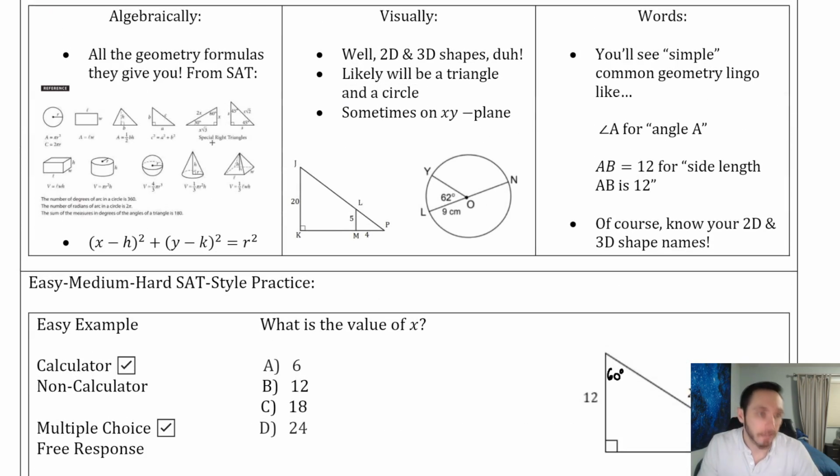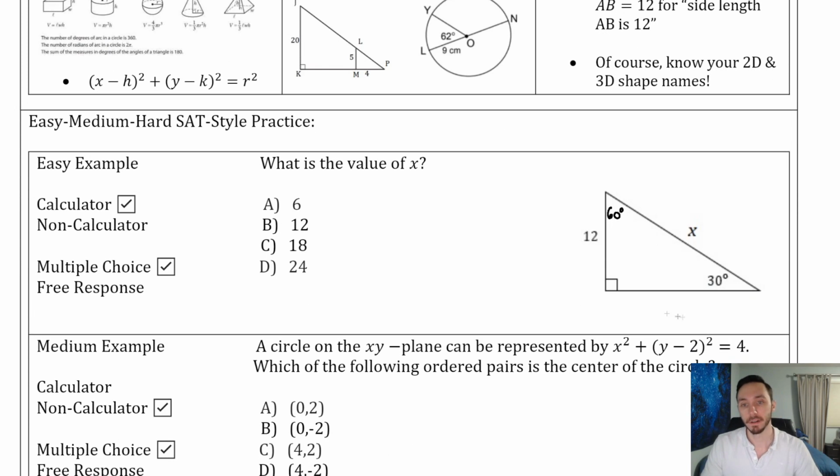So the way that it works, opposite to the 30 is a number. Opposite to the 60 is root 3 times that number. Opposite to the 90 is 2 times that number. So opposite to the 30 here is 12, so opposite to the 90 is 2 times 12, which is 24. 30, 60, 90 stuff. Just for fun, this would have been 12 root 3 here. It goes x, x root 3, 2x.